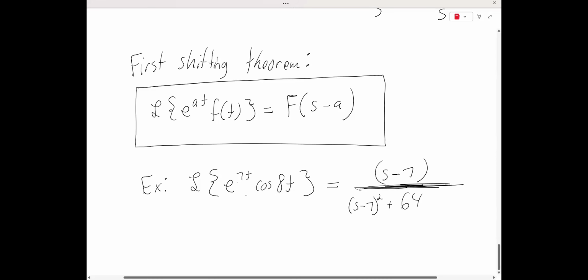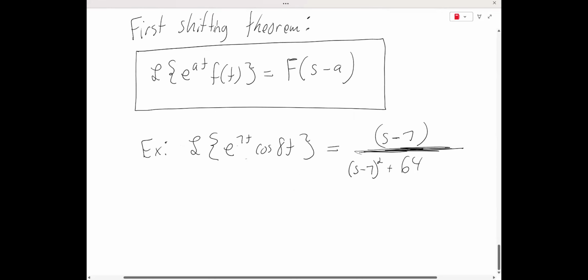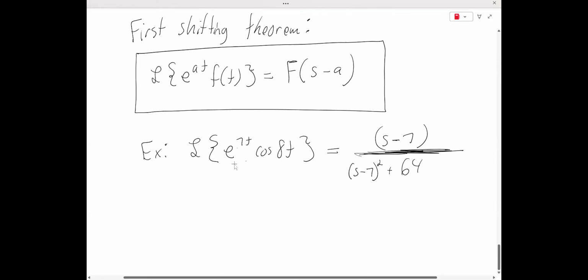So that's how that works. Okay, another example of that. That's a little kind of weird, but basically the e over here causes a shift over here, right? So the e on this side causes a translation in the s over here. Okay, another example. Say the Laplace of t cubed e to the negative 2t.